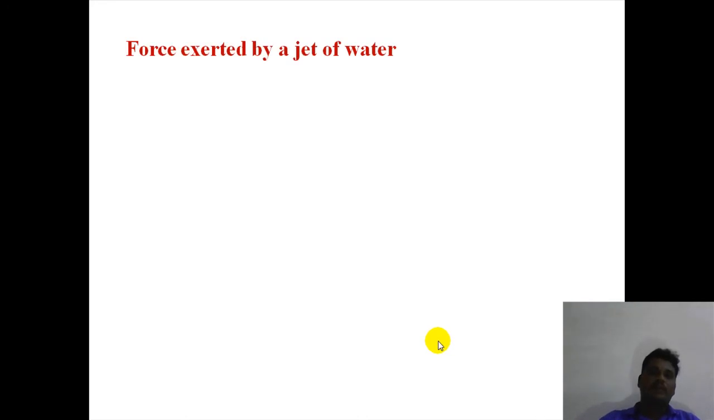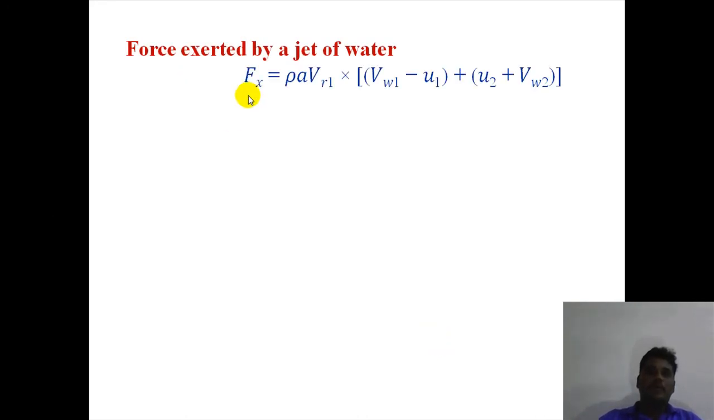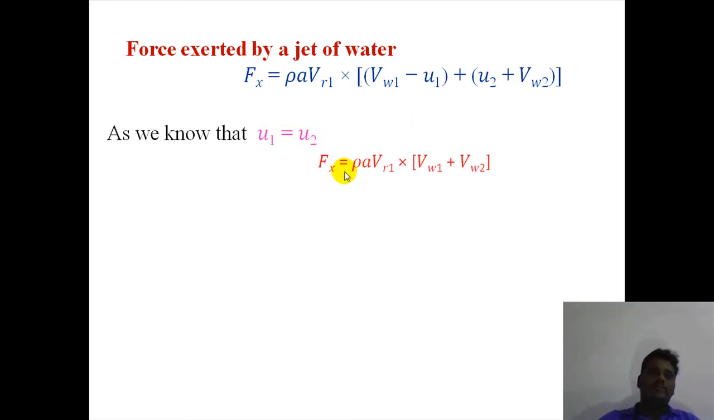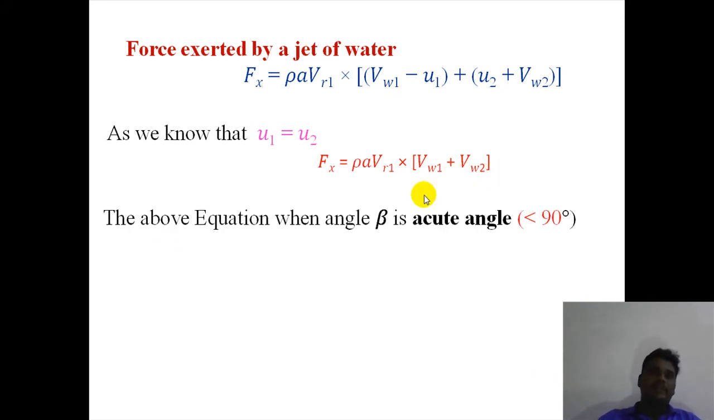Now the force exerted by jet of water is Fx equal to rho a Vr1 (Vw1 minus u1). Now we know that Vr2 cos phi is equal to minus Vw2 plus u2 in terms of whirl velocities. According to the impact of vanes, u1 and u2 remain the same, as the vane moves with the same velocity. Now Fx remains rho a Vr1, relative velocity, multiplied with (Vw1 plus Vw2). Now this is the equation.